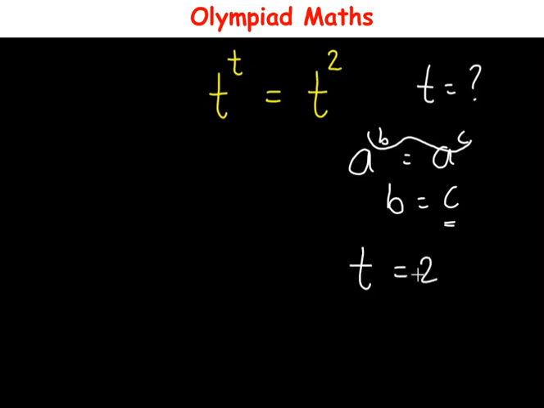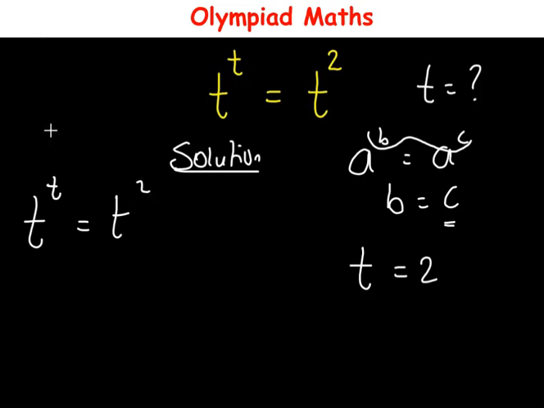Now, quite alright, this is one of the solutions of t, that t is equal to 2, but there are other solutions for the value of t. So let us solve for them. Solution, we have t raised to power t is equal to t raised to power 2.